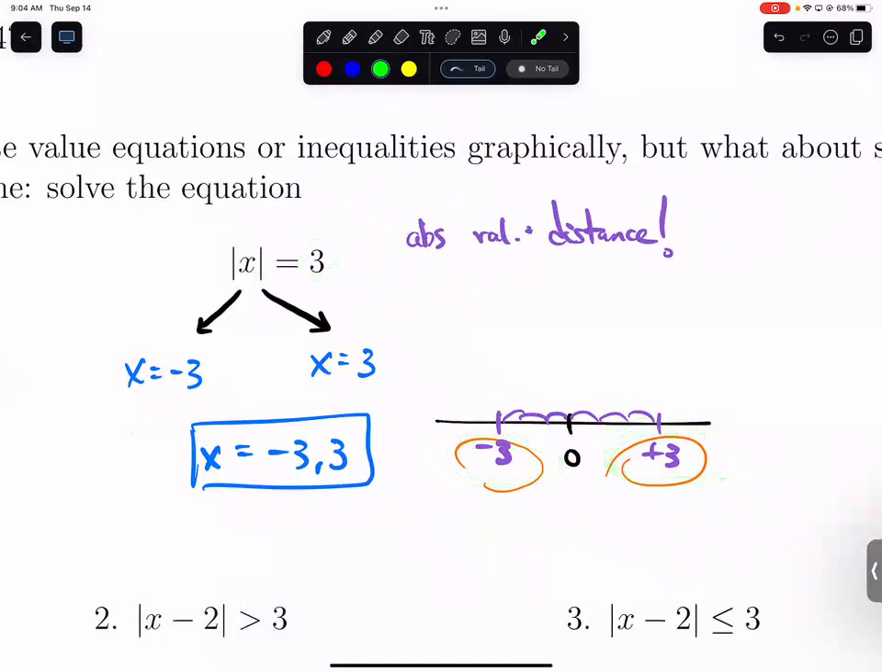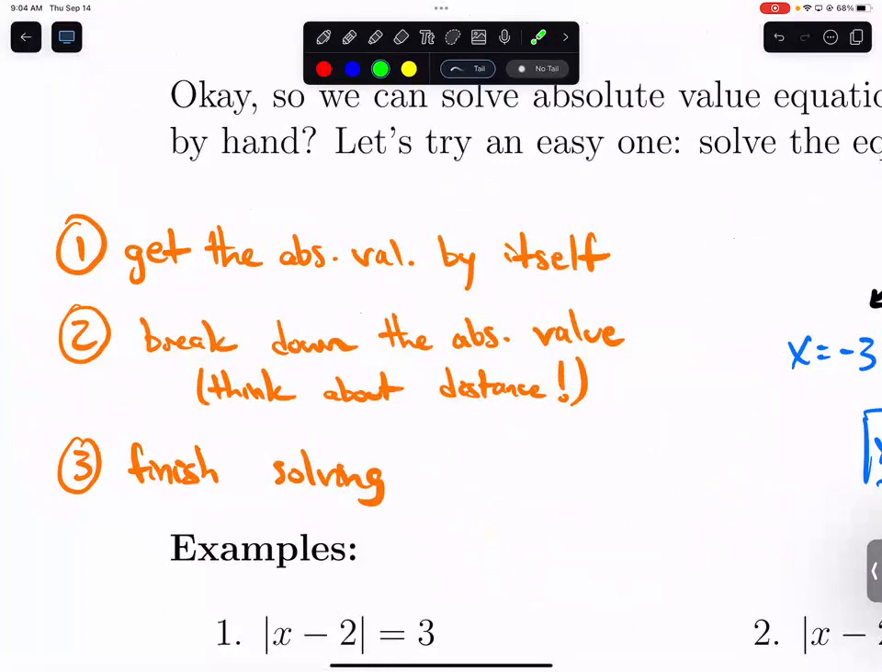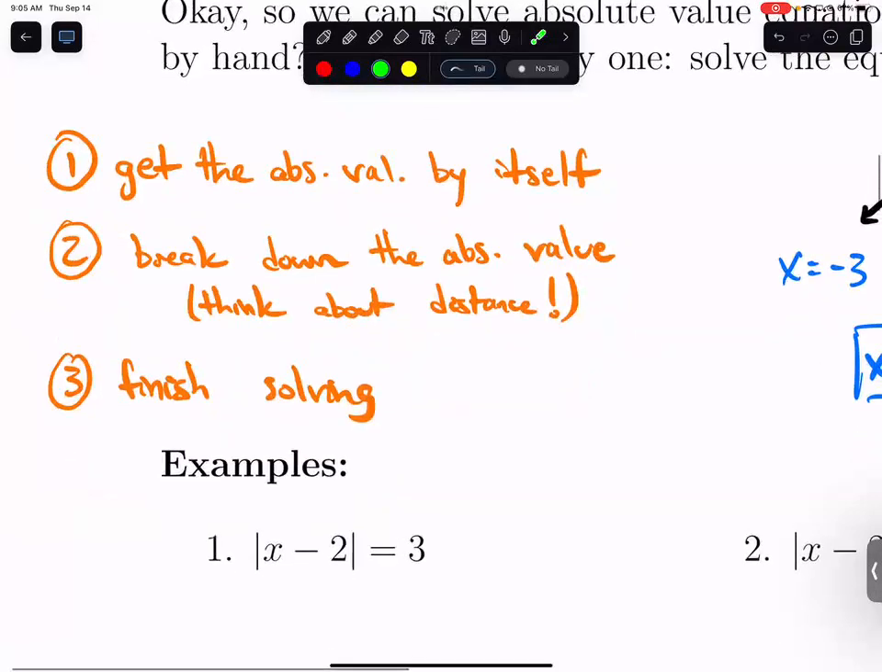And then this one, there's nothing else to do. We're done. But in general, once I get to this point, I might have some other stuff to do to finish solving, right? Oh, yeah, and I wrote a little rundown: get the absolute value by itself so that I can think about it. That's going to be a general thing that we do with solving anything: isolate the messy part first. Then think about the absolute value, break it down. Again, that's this distance interpretation thing. And then if there's stuff to finish, go ahead and finish it.